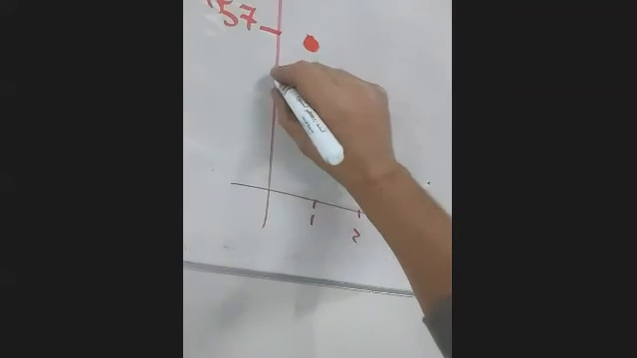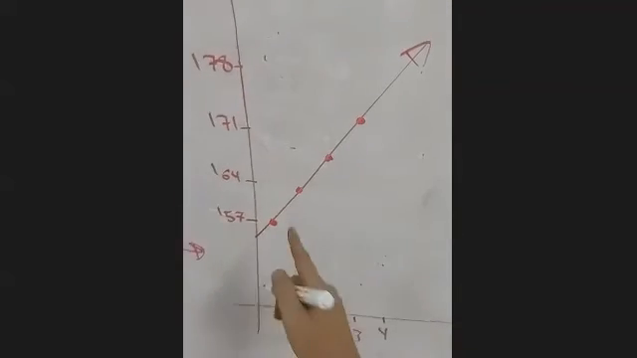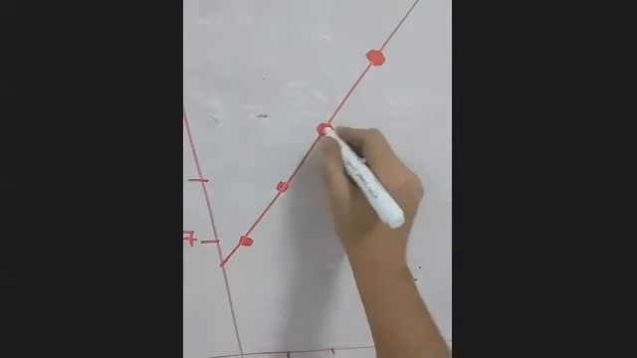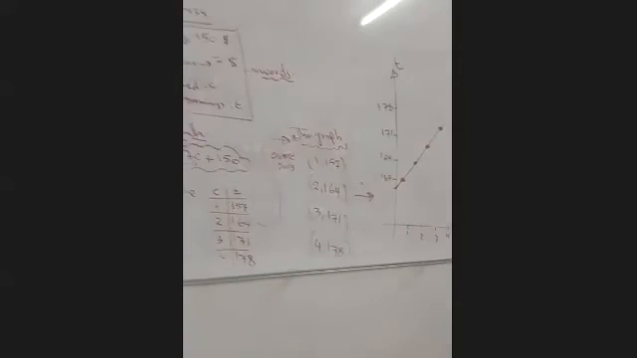Now we will draw a line. We will make a line from here going up, and this line should be straight and pass through all the points which we graphed already. Got it? Got it. Do you understand it? Yes. So let's revise together, guys.